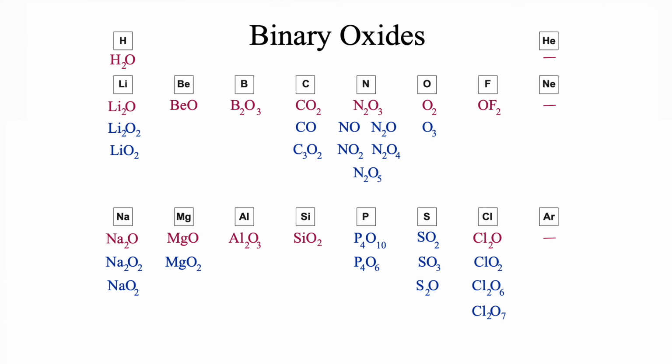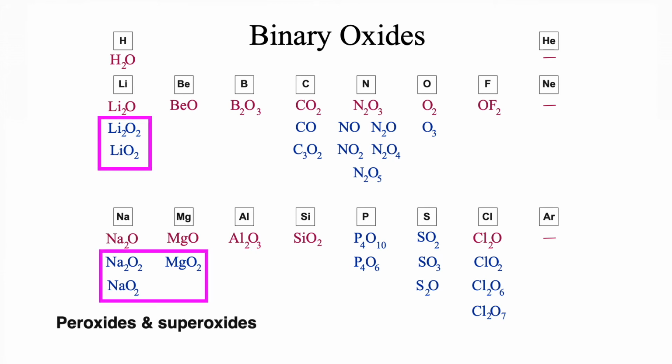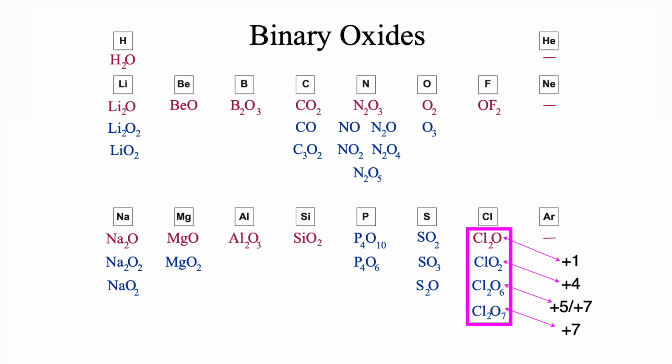When we look at the full set of oxides, we find that there are some decidedly unexpected compounds. Lithium, sodium and magnesium are able to form peroxides and even superoxides. Chlorine can form oxides in which the chlorine is in the +1, +4, +6 and +7 oxidation states.